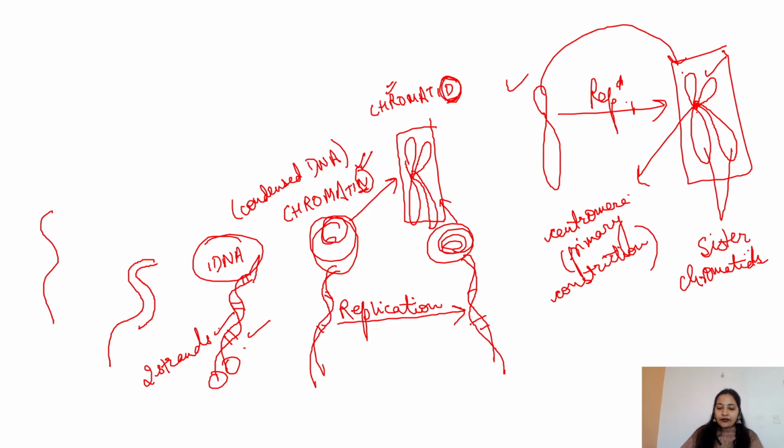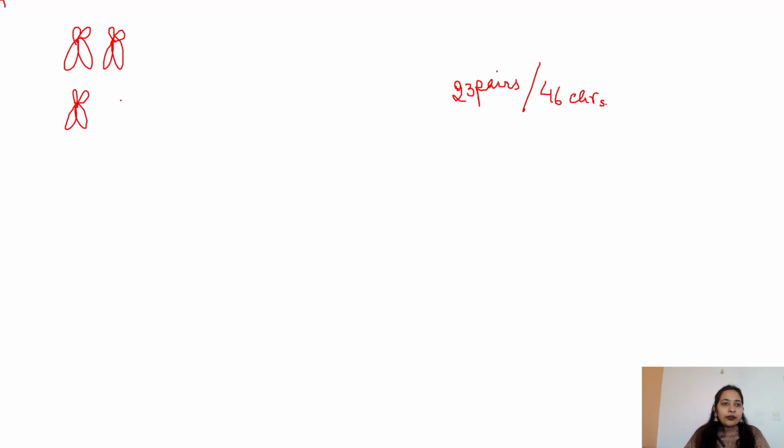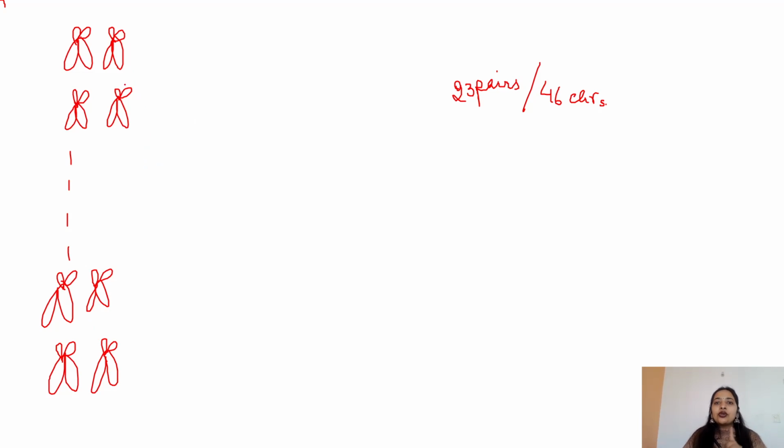Clear till here? Now, let's come to the human body. In human body, as you must have heard, there are 23 pairs of chromosomes. In other words, we can say 46 chromosomes, right? 23 pairs means 46 chromosomes. So if I draw them in pair, suppose I draw them here, this is one pair, then this is second pair, and so on and so forth. We have 22nd pair and we have 23rd pair, right? So these are 23 pairs of chromosomes.